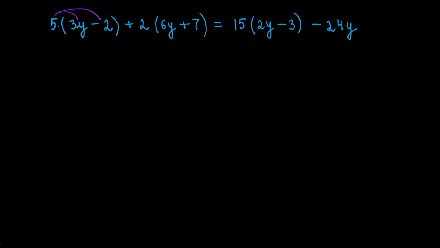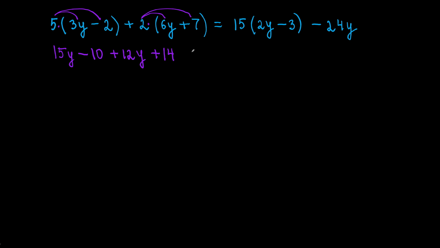5 times 3y will be 15y. Be careful with the negative here. 5 times negative 2 will be negative 10. Next, take 2 and multiply by each term inside the parentheses. So 2 times 6y will be plus 12y. 2 times 7 will be plus 14.